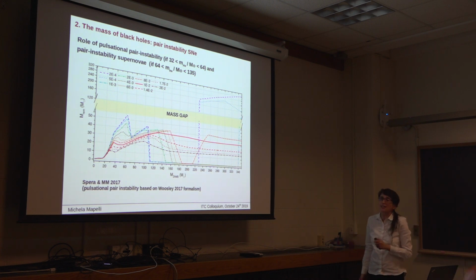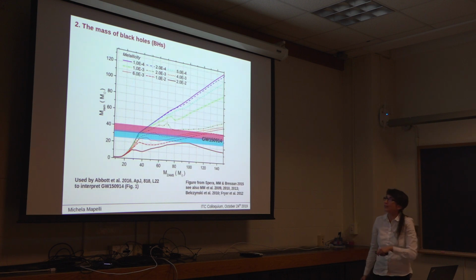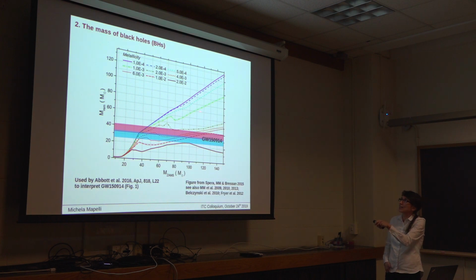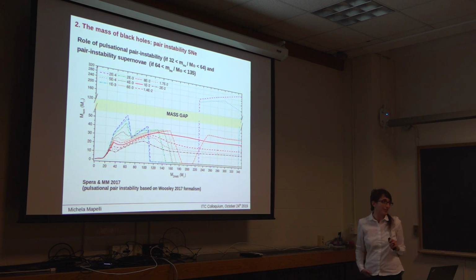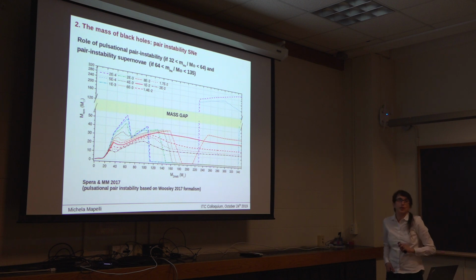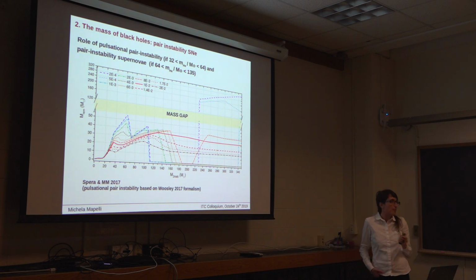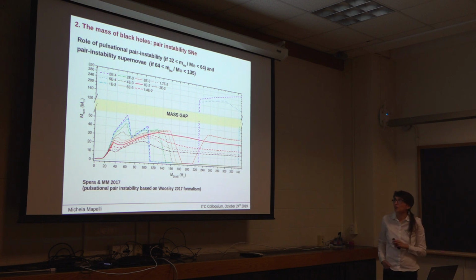But there is also another difference, which is more subtle but very important in this region here. If you look at this plot, the mass of the compact object here is between 60 and, let's say, 80 solar masses, while here the maximum mass is about 60 solar masses. And this is where pulsational pair instability happens, and it reduces the mass of the compact object.